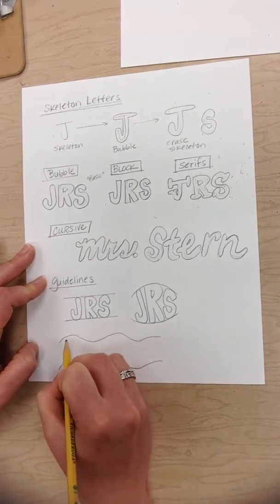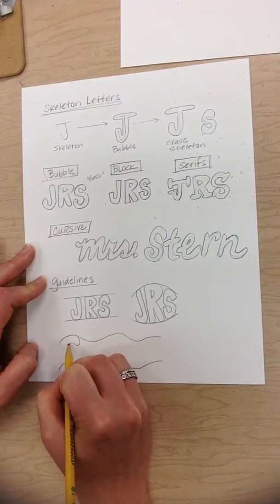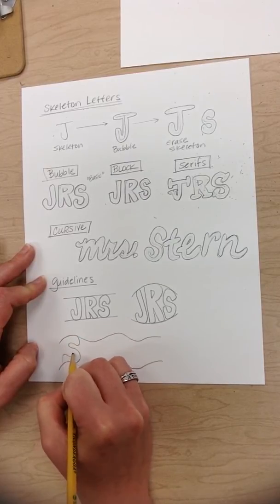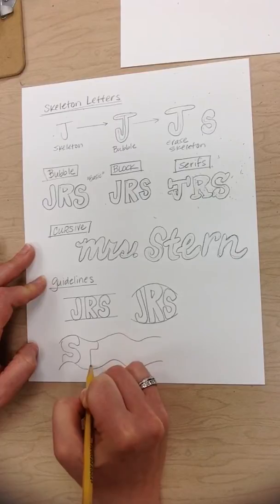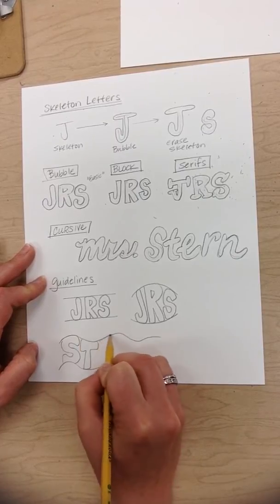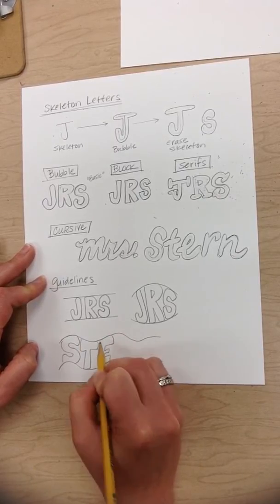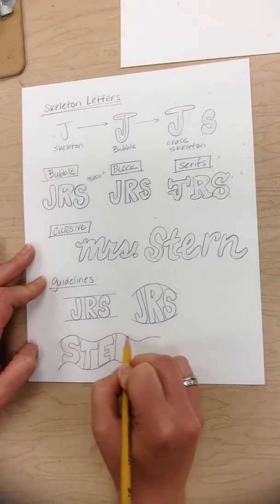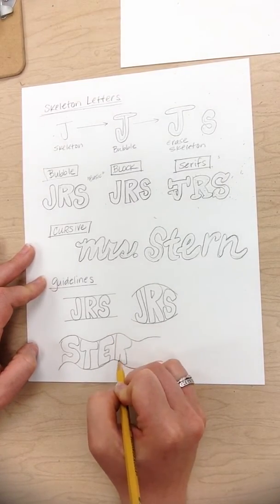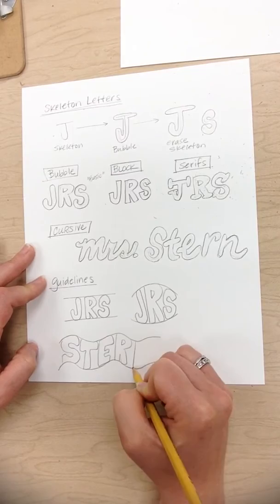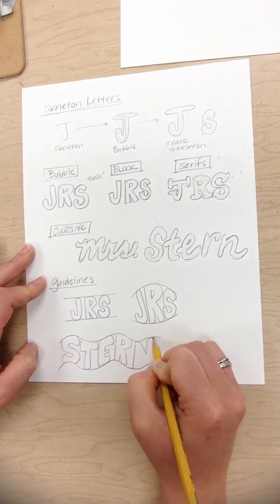For this one, I recommend writing out your name, otherwise you kind of don't see the squiggle. So I'm just going to write Stern. So again, my letters are going to continue to touch the top and the bottom, no matter what. And again, I've had lots of practice drawing letters, so I'm going fast. If this takes you a little while, that's okay. It should.